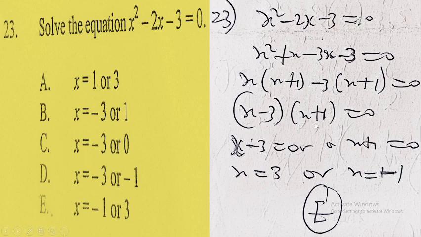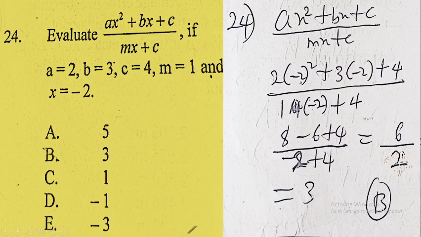So from there, this is equal to 0, or this is equal to 0 as well. From there, our x will be equal to 3, or x is equal to minus 1. So option E is the correct option if you look at it critically. Of course, you can use other methods you know in quadratic equations. So let's move to question number 24.